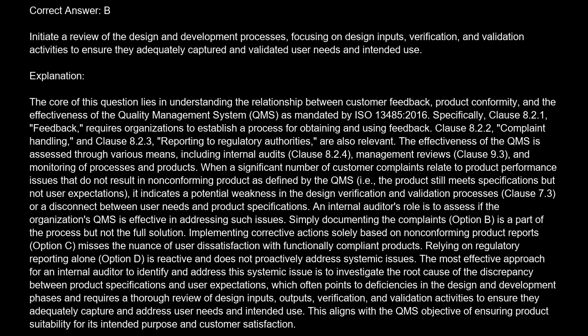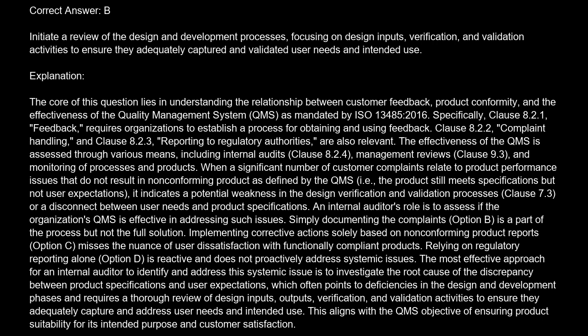Clause 8.2.2 Complaint handling and Clause 8.2.3 Reporting to regulatory authorities are also relevant. The effectiveness of the QMS is assessed through various means, including internal audits, Clause 8.2.4, management reviews, Clause 9.3, and monitoring of processes and products. When a significant number of customer complaints relate to product performance issues that do not result in non-conforming product as defined by the QMS, i.e., the product still meets specifications but not user expectations, it indicates a potential weakness in the design verification and validation processes, Clause 7.3, or a disconnect between user needs and product specifications.